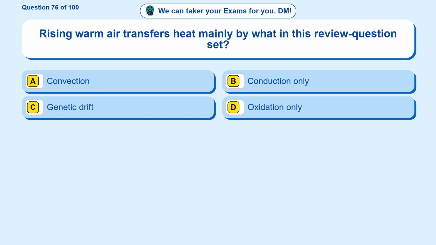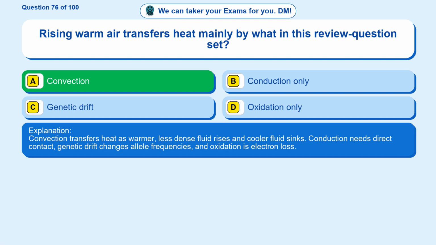Question 76. Rising warm air transfers heat mainly by what in this review question set? Option A, convection. Option B, conduction only. Option C, genetic drift. Option D, oxidation only. The correct answer is option A. Convection. Convection transfers heat as warmer, less dense fluid rises and cooler fluid sinks. Conduction needs direct contact, genetic drift changes allele frequencies, and oxidation is electron loss.